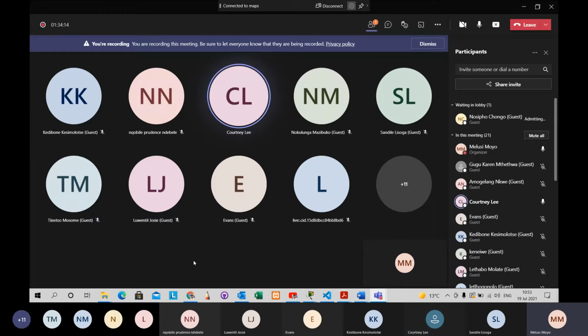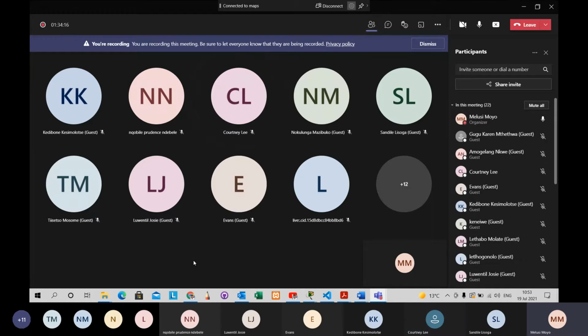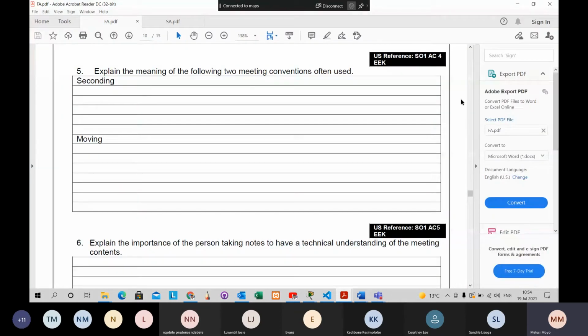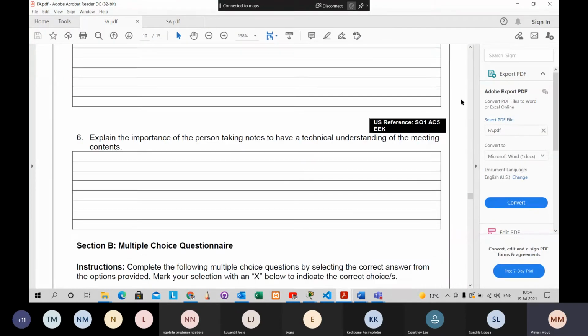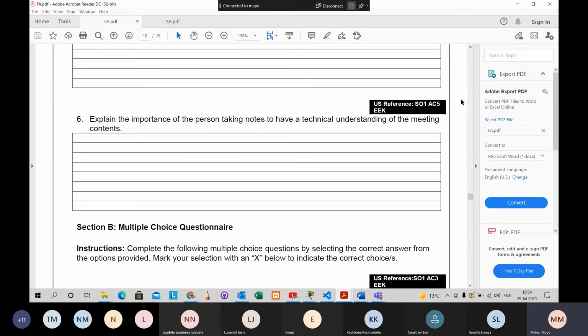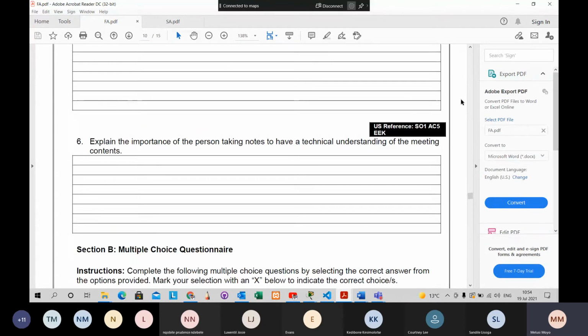All right, basically we all understand the seconding part and the moving part, right? When it comes to the autocratic, the dictatorship and the facilitative, those are different leadership styles, and some of them make it difficult to be part of a meeting where it's only a dictator.